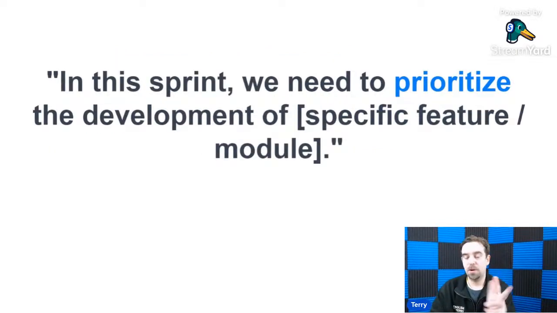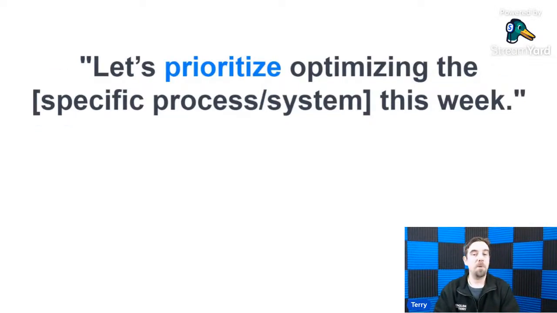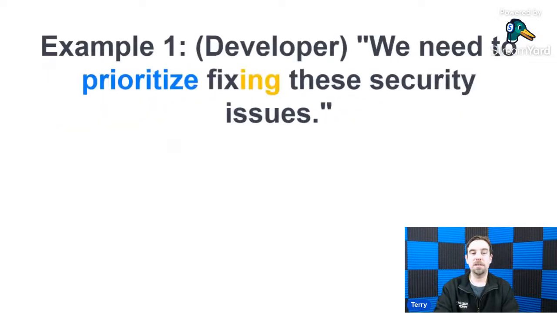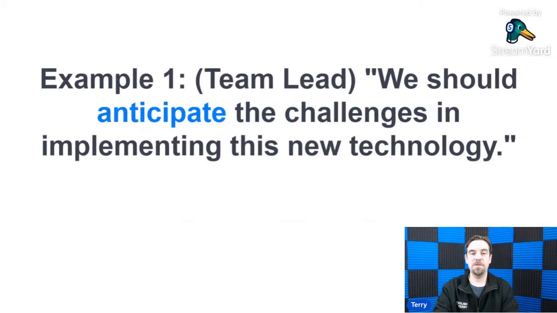And two or three different sentences for you to start using it. In this sprint, we need to prioritize the development of a specific feature and a module. And let's prioritize optimizing the specific process or system this week. And finally, that's my last example. Prioritize optimizing.